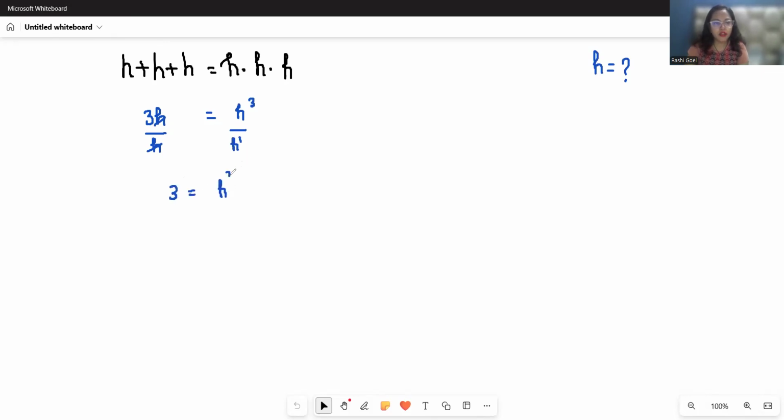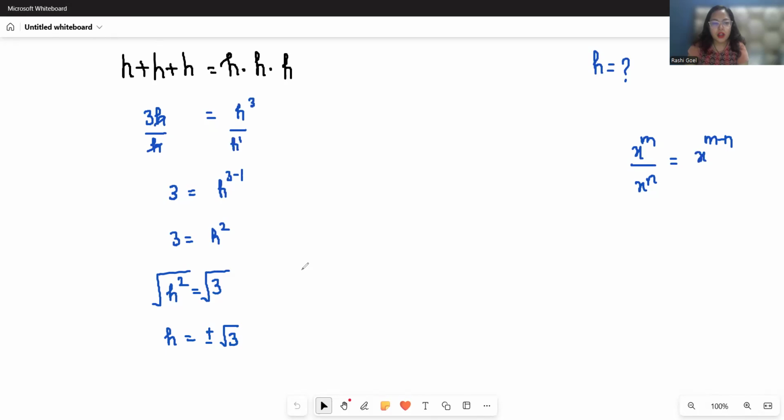Here the power is 3 minus 1, so 3 is equal to h square by the property of exponents: x power m divided by x power n is equal to x power m minus n. So h square is equal to 3. If I take the square root on both sides, then h is equal to plus minus root 3. So there are two values of h: h1 is root 3 and h2 is minus root 3.